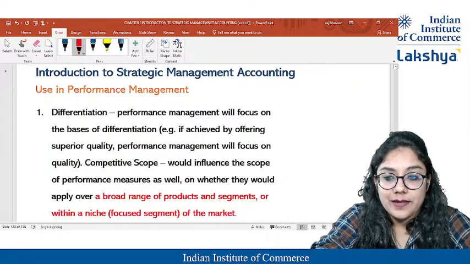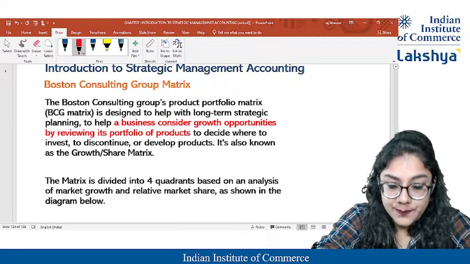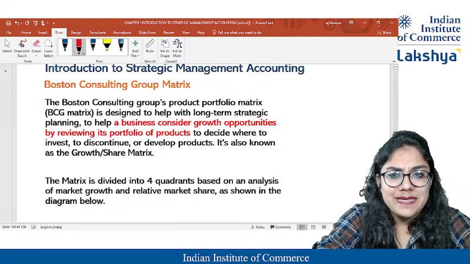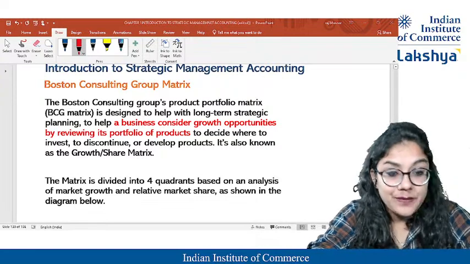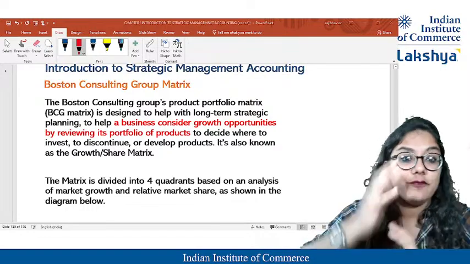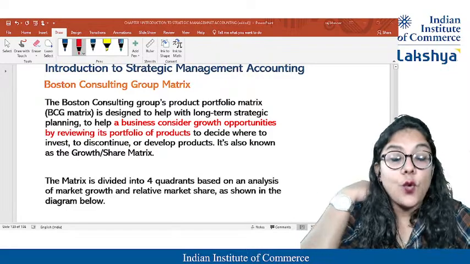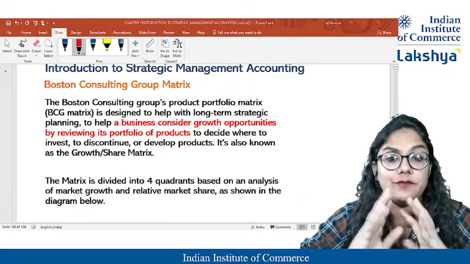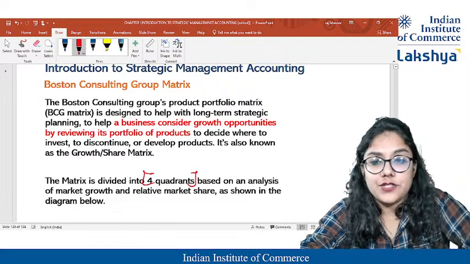Now, I'm going ahead with the last point, which is known as the BCG matrix. So what's the meaning of the BCG matrix? Here students get confused a lot, and I don't want you to get confused. In your examination, you will get four products or four strategies in four different quadrants, and you have to analyze which strategy we are going to choose.